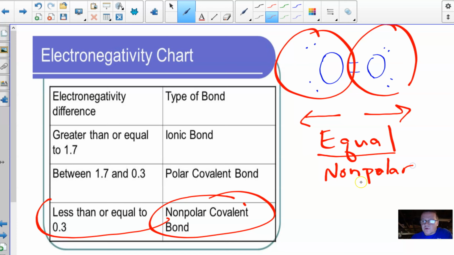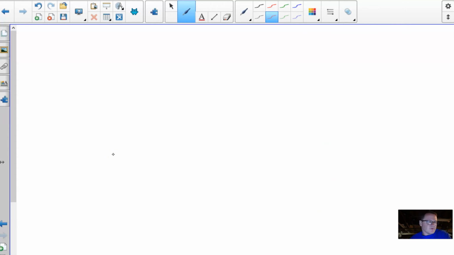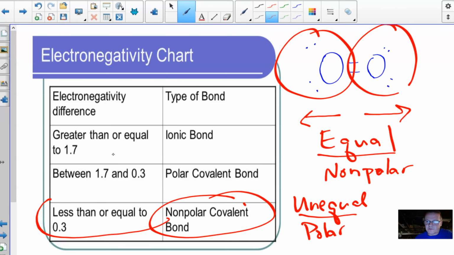Whereas unequal is polar. And we already said that. Okay, so it's all about how those electrons are distributed and the electronegativity value difference. Okay, so here's something else that we look at. We've got this idea of equal and unequal, and equal being nonpolar and unequal being polar. There's that.